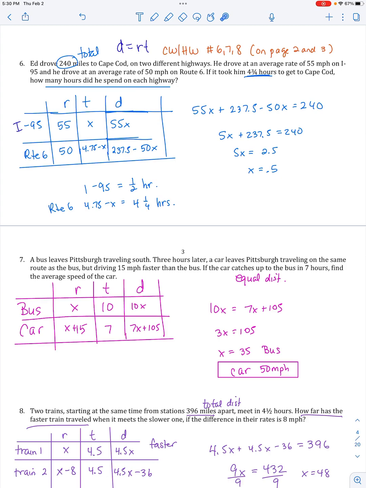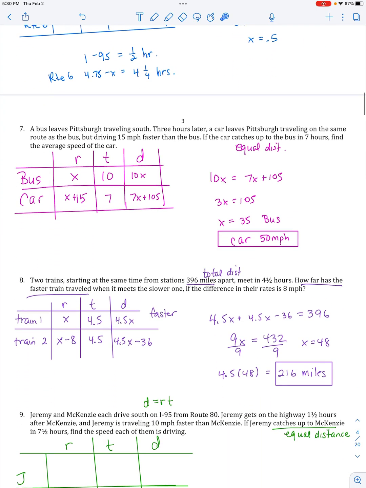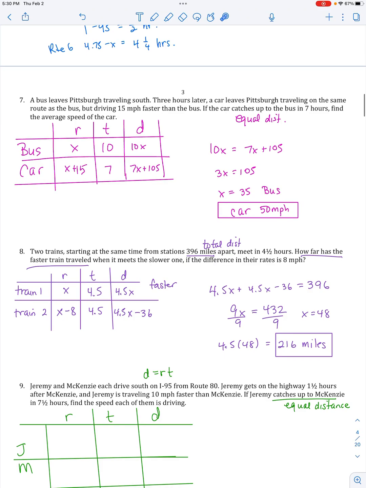It comes out to 0.5 for X, which is how long he was actually on Route I-95. Only a half an hour, and then he was on Route 6 for the rest of the time, which is 4.25 hours. Number 7 was about a bus and a car.